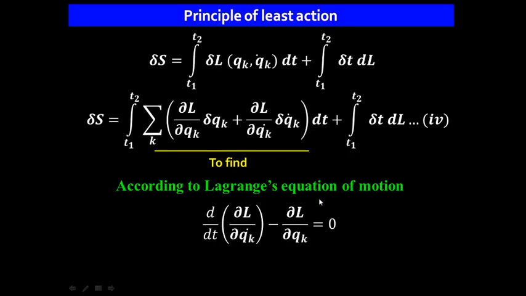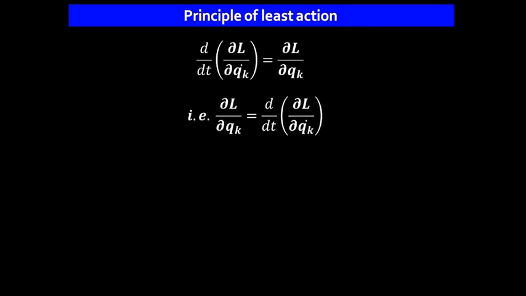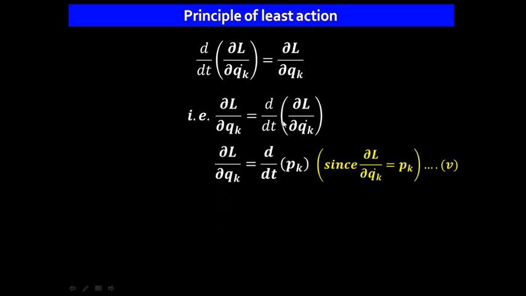We bring this to the right hand side, so it becomes plus. So d by dt del L by del qk dot is equal to del L by del qk. A equal to b can be written as b equal to a, so del L by del qk is equal to d by dt del L by del qk dot. Now we know that del L by del qk dot is nothing but pk. Suppose this is equation number 5.